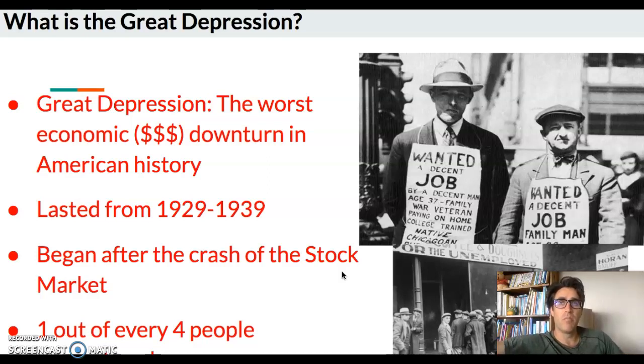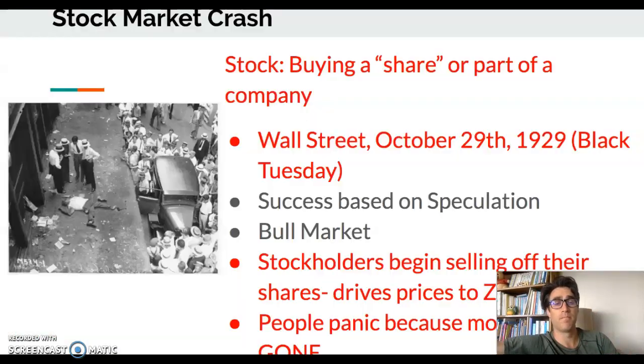And one of the most important facts that went along with it in the United States, 1 out of every 4 people did not have a job. And you can see from these pictures that are on the screen, there's 2 men that have signs around their necks that are trying to get a job and promoting themselves for why they need a job. And then the bottom picture is people standing in line trying to get some food or trying to get a job as well. So one of the key terms that we're going to talk about next to this disturbing picture is a stock.